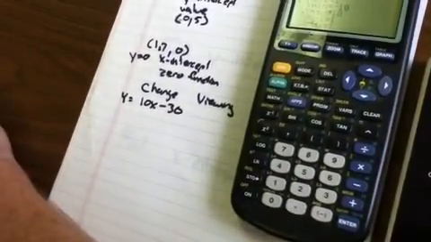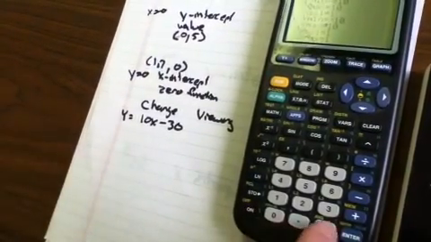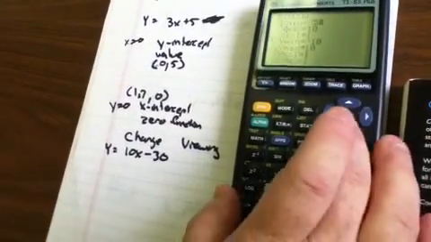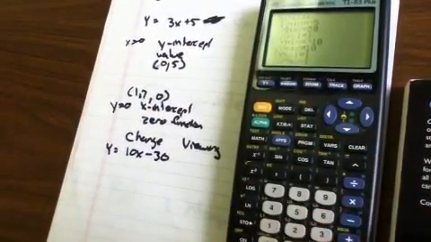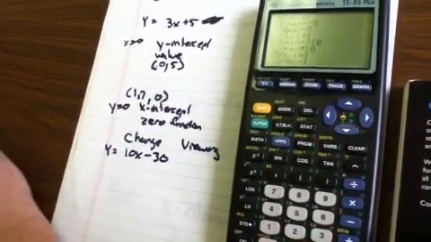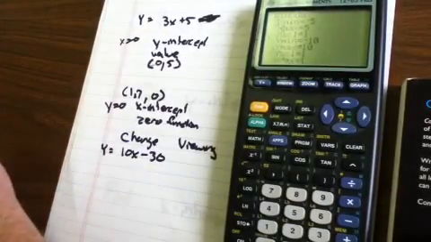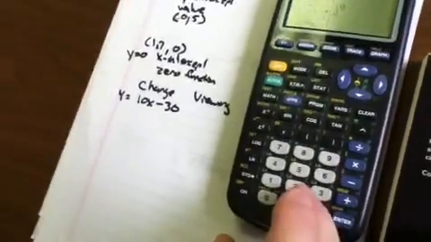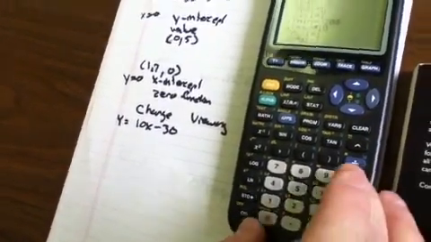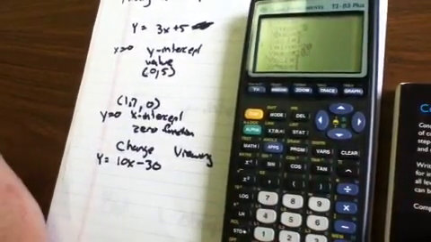If I want to change X-min to a -5, I make sure I'm highlighted in the X-min field. I put a -5 and just arrow down to the next one. I'm going to make X-max a +5. I'm going to keep the scale at 1. Y-min, because it was such a short window, I'm going to make larger. I'm going to make Y-min a -20, and Y-max a +20. And I'm going to keep the scaling the same.